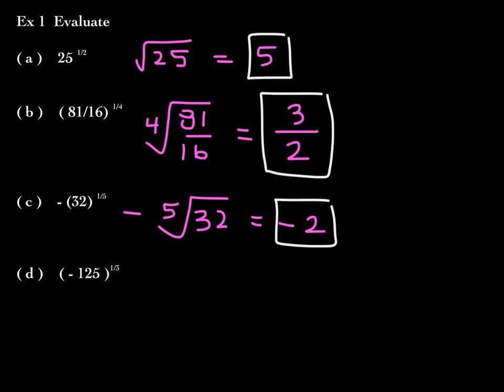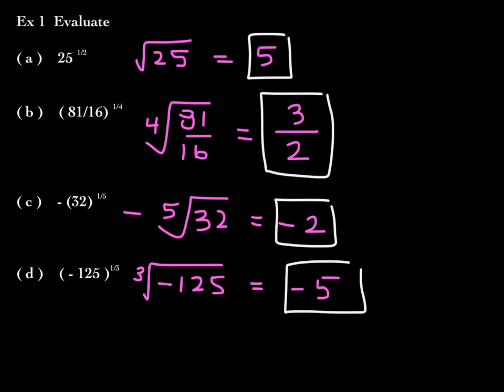Here we have negative 125 raised to the power of 1/3, but notice that the negative is on the inside of the parentheses. So when I rewrite this using radical notation, the negative will be on the inside of my radical, so basically part of the radicand. Now this is to the power of 1/3, so this would be the cube root of negative 125. The cube root of negative 125 is negative 5, because negative 5 cubed is negative 125.